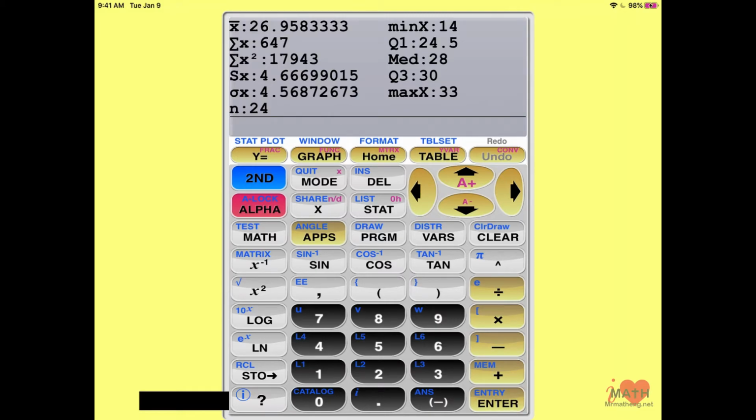All right, what does this all mean? Okay, the big thing that you need to know right there is X bar. X bar represents 26.9583. That's the average. So now I already know that the average is 26.9583. That's the X bar. And the middle of your data is, it says median. That's 28. All this other information we are going to learn.